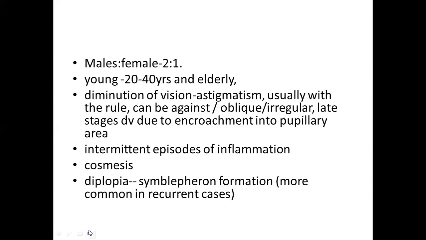Okay, so the male to female ratio is higher in males than females from studies. Usually it occurs in the age group of 20 to 40 years, and in the elderly, it may cause diminution of vision, like I said, through astigmatism. Forget about with the rule and against the rule. That's complex and not for this talk, but basically just know that astigmatism can be caused by pterygium, which can cause some diminution of vision. Then there may be intermittent episodes of inflammation, which we have talked about.